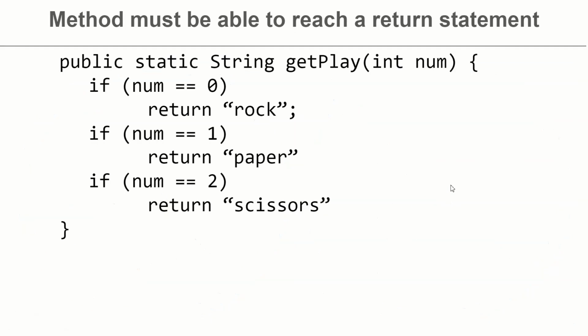Okay, finally, this is the one that most students don't know coming out of Intro Java. Let's take a look at this code. So it's called getPlay. I give it an int, and it returns a string. So here we say if the input is 0, we'll return rock. If the input's 1, we'll return paper. If the input's 2, we'll return scissors. So clearly we are playing rock, paper, scissors.